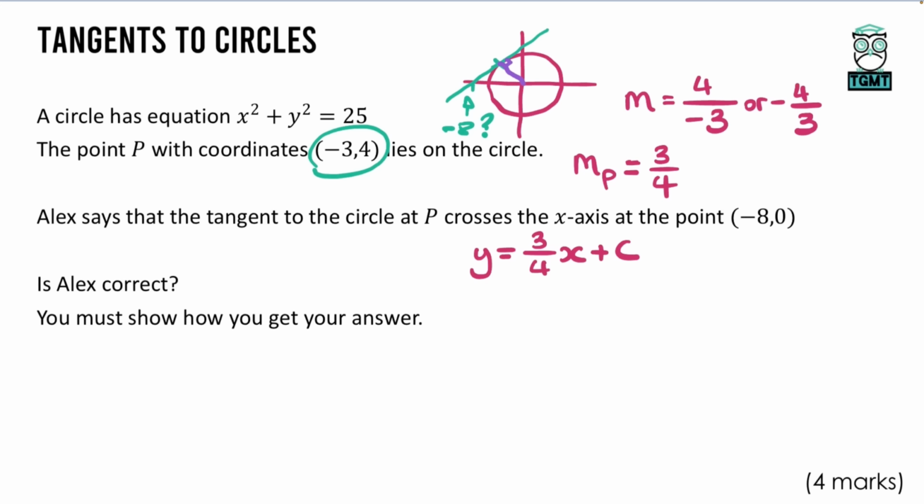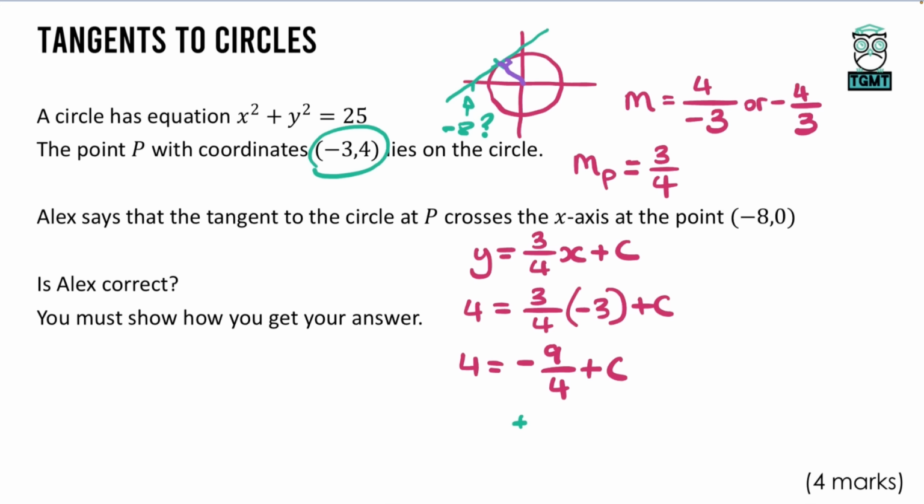So -3, 4. So y is 4, and that's equal to 3/4 multiplied by -3 plus c. -3 times 3/4 isn't actually difficult to do without a calculator. You just multiply the numerator by -3. So we get 4 equals -9/4 plus c. Now we need to know the value of c.